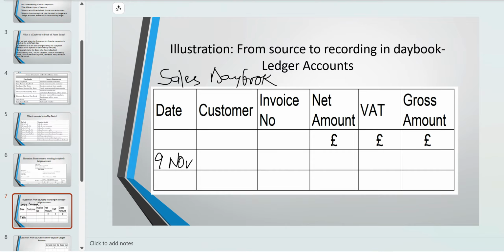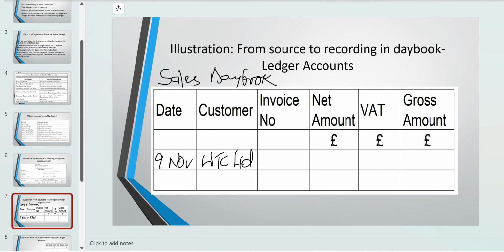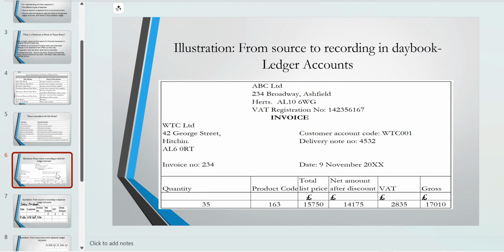The customer is WTC Limited. And then I go and pick up the invoice number 234. And then I pick up the relevant figures here. The relevant figures we need are the net figure, the VAT, and the gross.